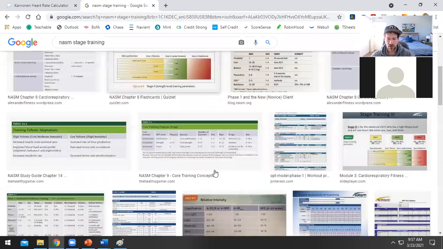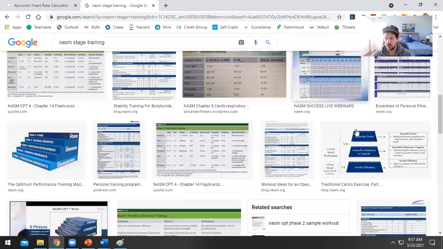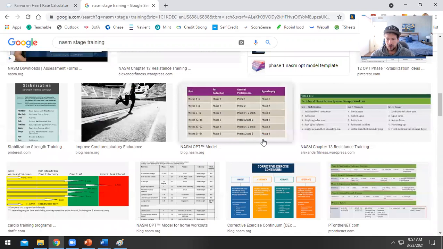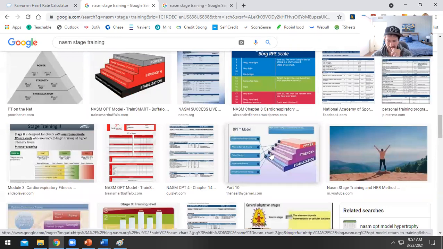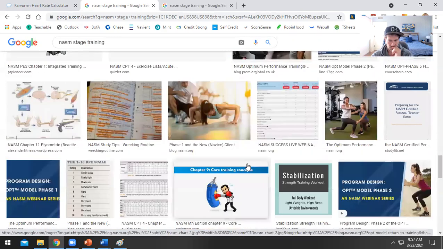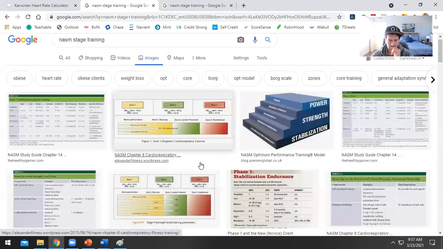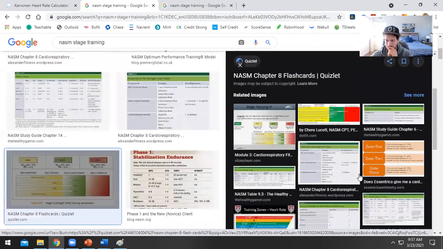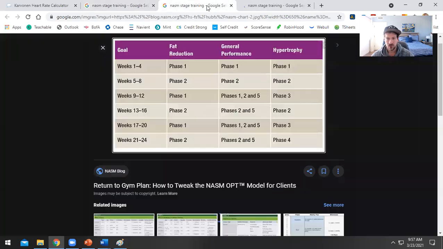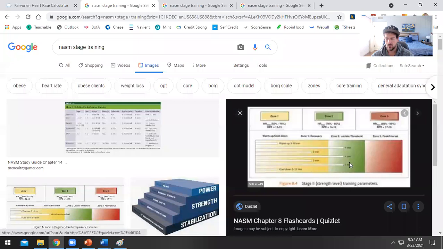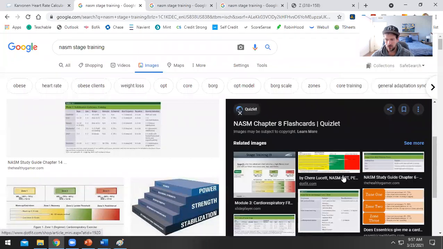If we look at those stage training days, come on, internet. Oh, come on. I'm really trying to get one where they have these all laid out next to each other. All right, I'll just pull up three different ones. So that's that one. There's that one. And give me an intense one.